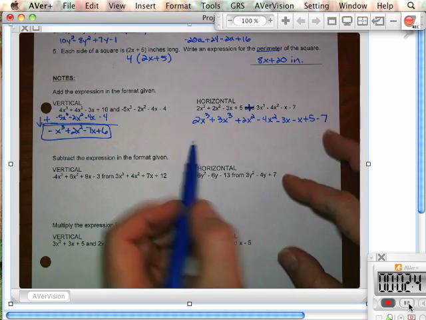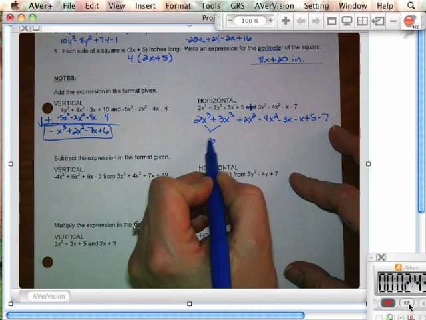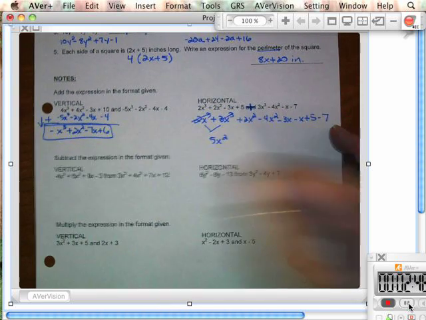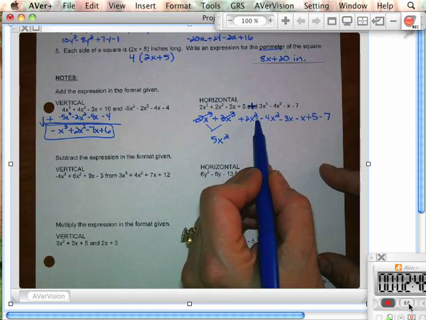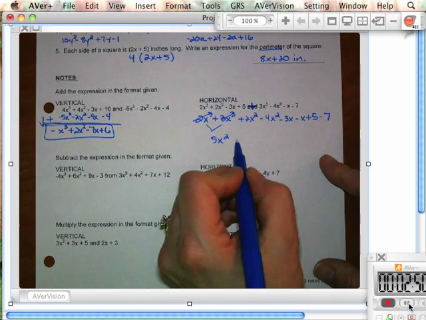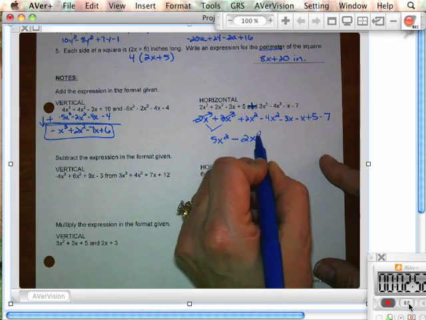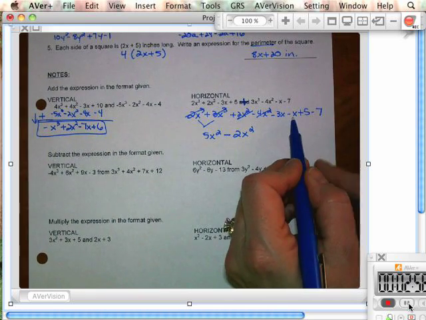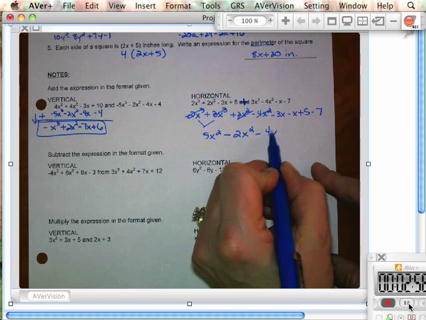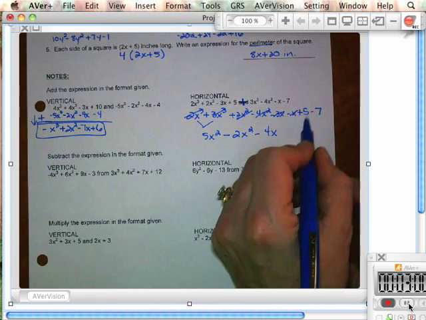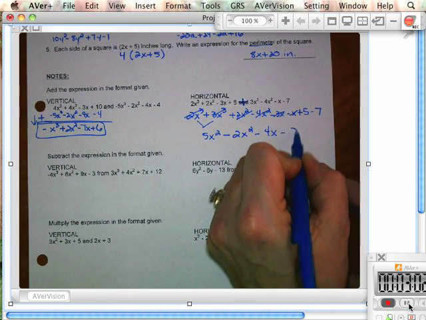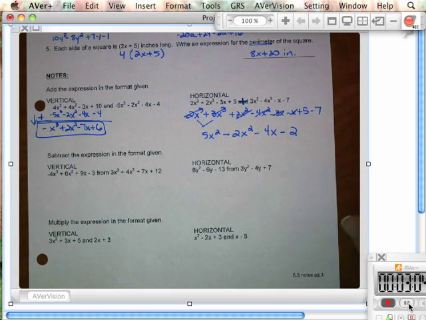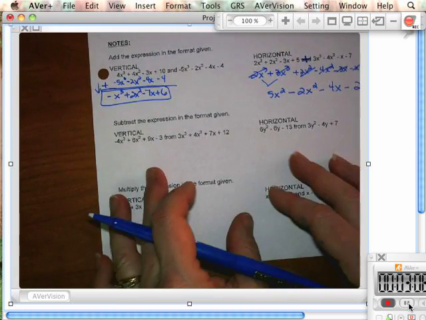So here now I have 5x cubed. Those are done. And then I have 2x squared minus 4x squared. That gives me a negative 2x squared. Negative 3x, take away another x, that gives me minus 4x. And then 5 plus negative 7 is minus 2. So there we go.